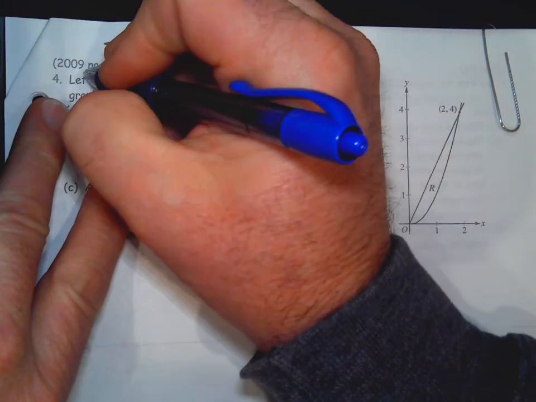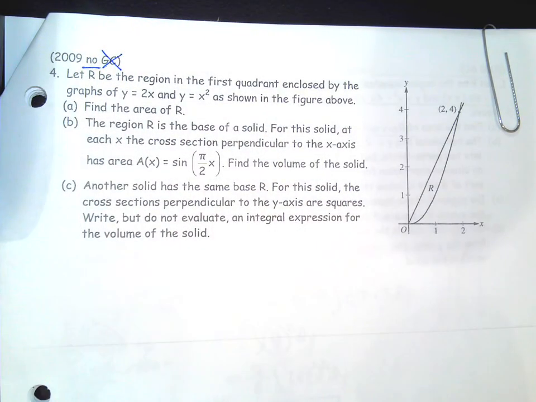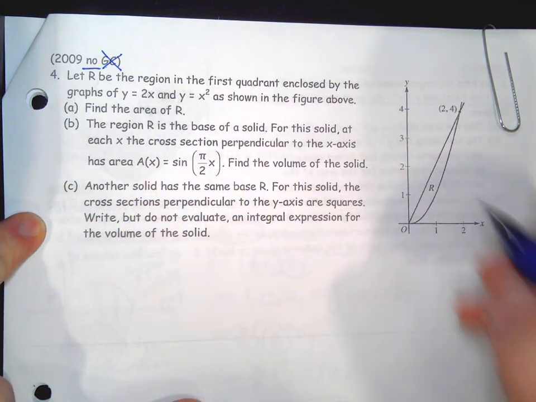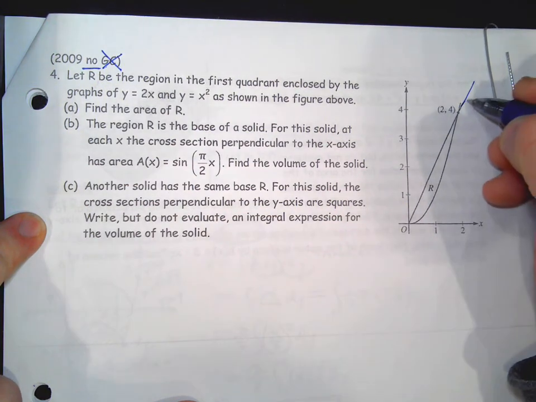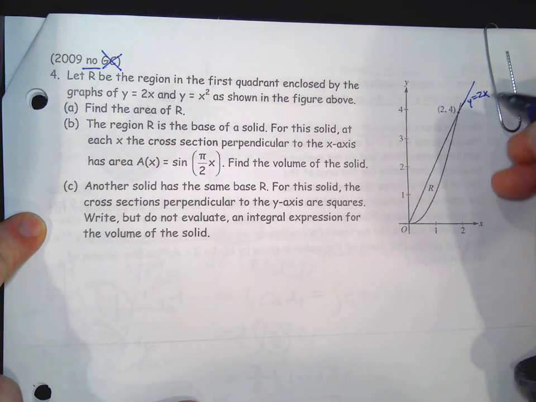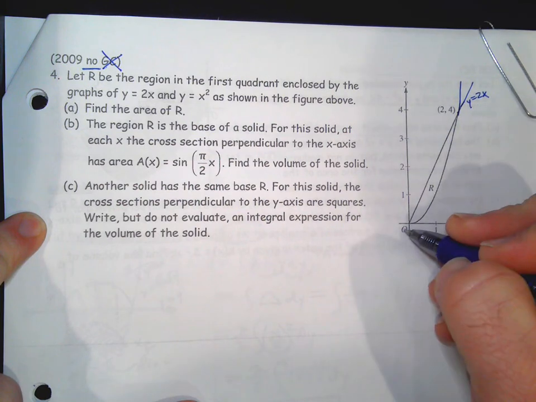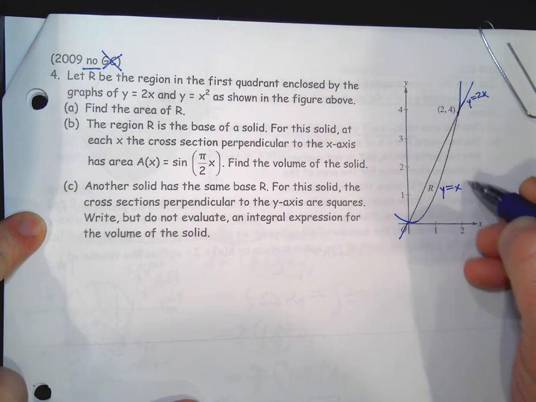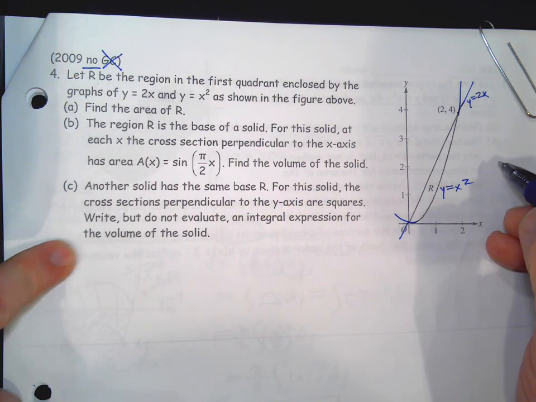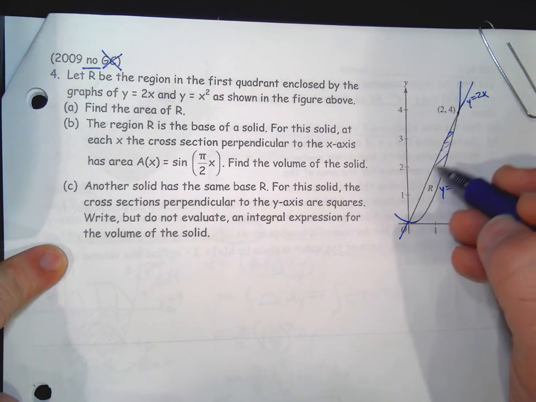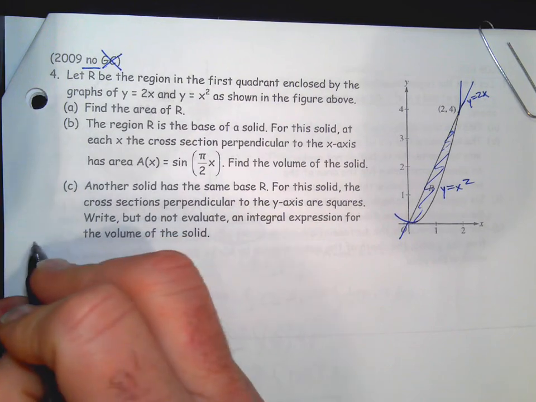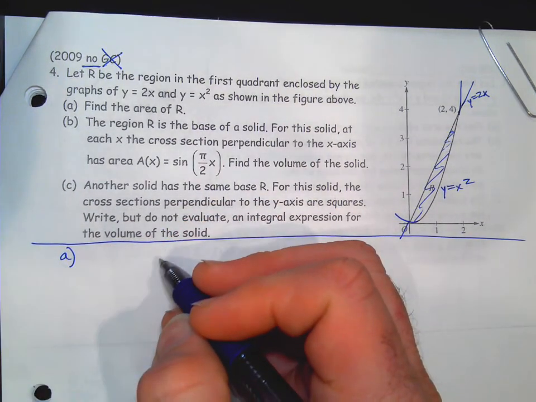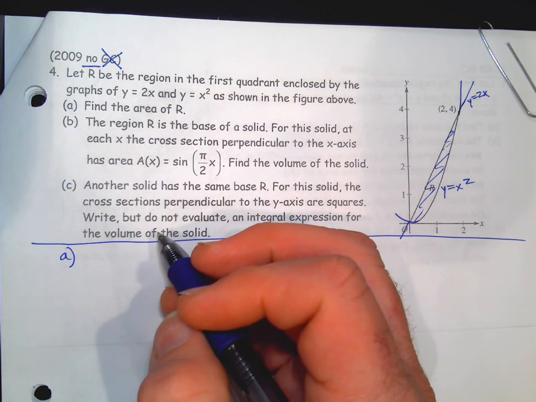So no graphing calculator. Okay, let R be the region of the first quadrant enclosed by the graphs of y equals 2x. That would be this straight line, y equals 2x. Now, just because they gave me a picture doesn't mean I'm going to write all over it. And then y equals x squared, parabola. Find the area R. So find this area here. Okay, so again, good practice at what we're doing at the end of last chapter, and which will be on this chapter again, and even practice for your retest.